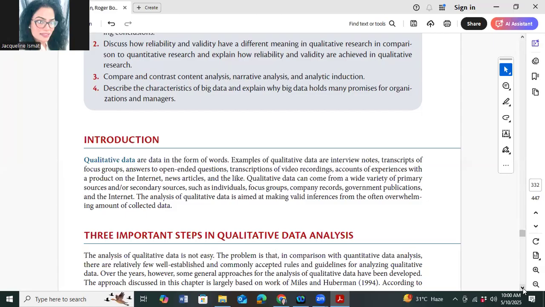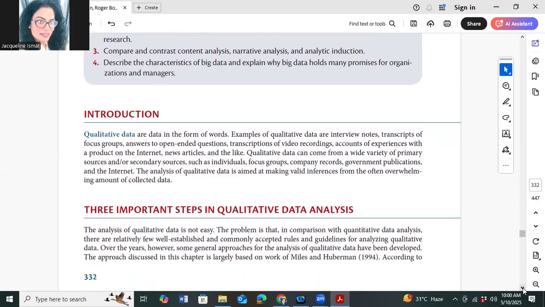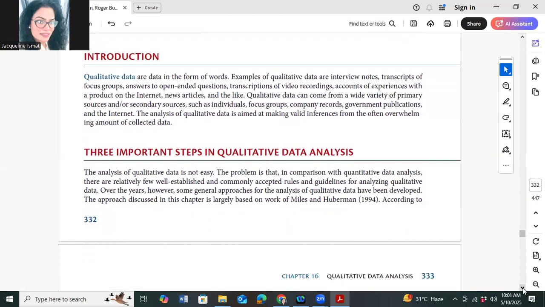Okay. And the same is the count of experiences with the product on the internet, news articles, and the like. So this is called qualitative data. It can come from a wide variety of sources, which could be individuals, it could be focus groups, it could be government records, publications. So inferences made from them can be at times daunting and overwhelming. But there are methods, and three important steps in qualitative data are, as I mentioned, data reduction.